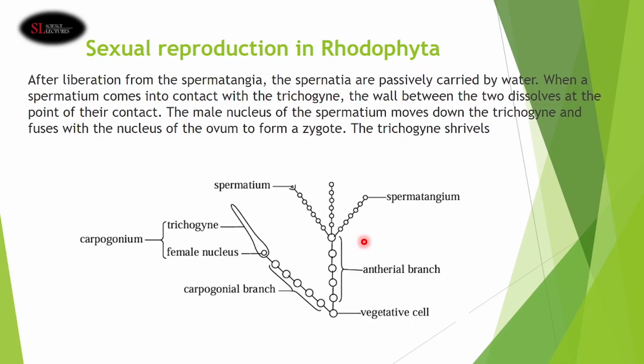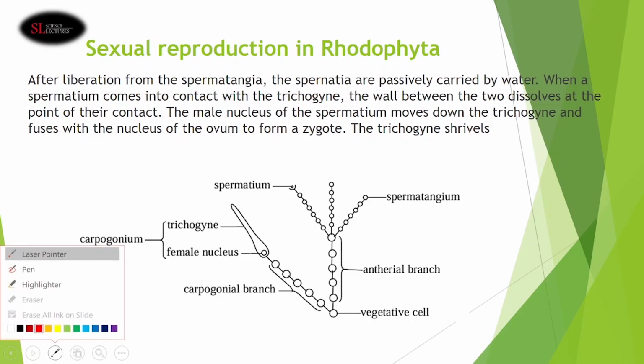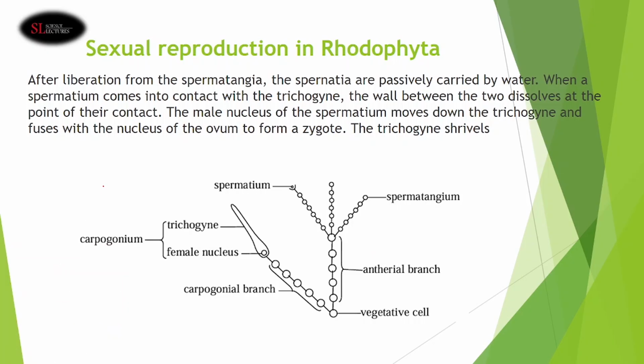Remember, we said we shall also look at some of the modes of reproduction in a few given classes. So we shall begin by looking at reproduction in Rhodophyta. We said that the Rhodophyta have main reproductive structures called the spermatium. The spermatium are produced within the spermatangium, and they have female reproductive structures called the carpogonium. The carpogonium has an elongated neck called the trichogyne, and at the base of the carpogonium we have the female nucleus.